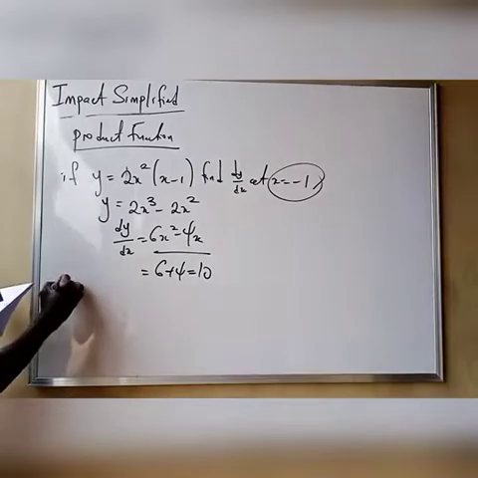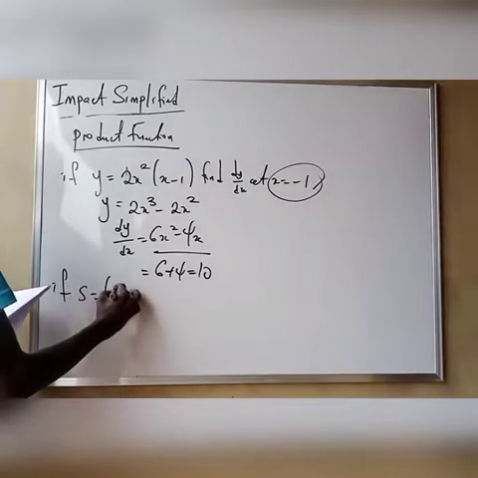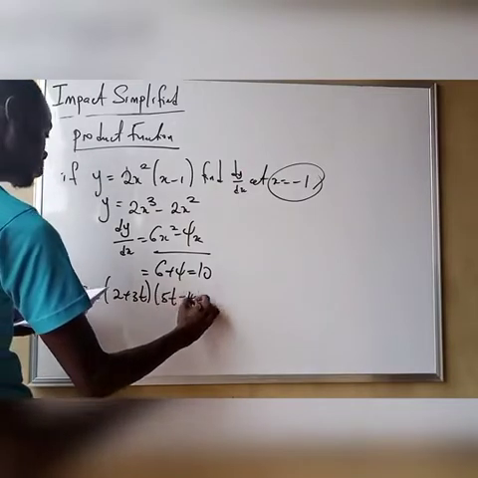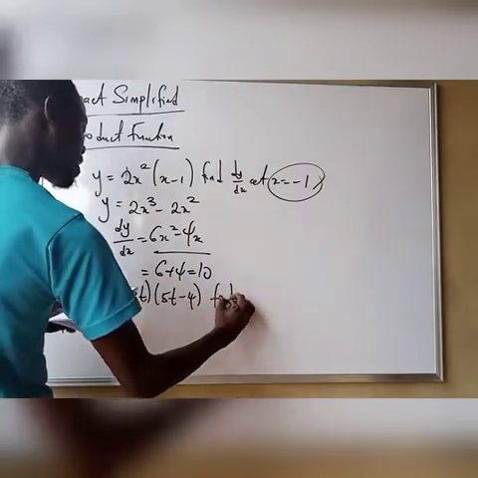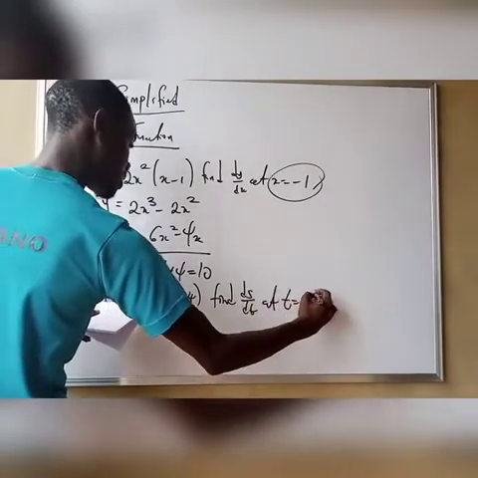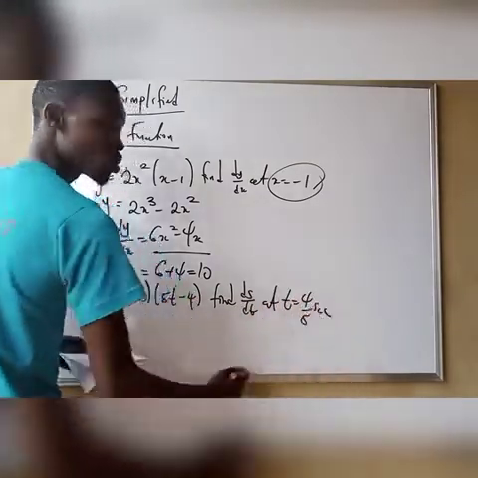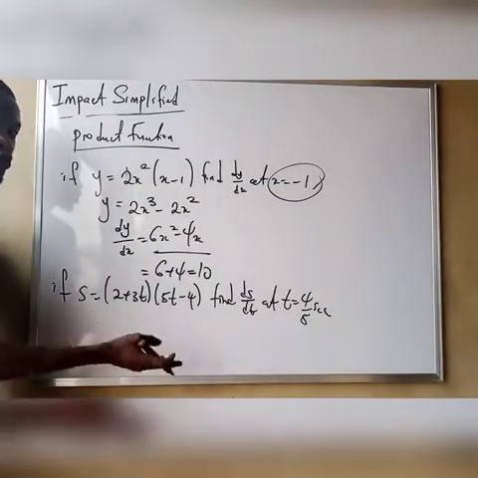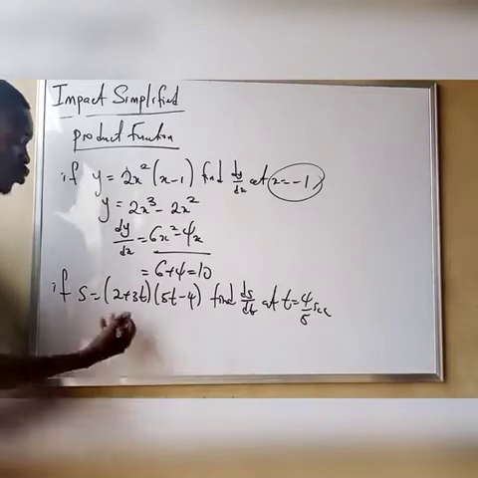Without wasting time, let's look at this. They said if x is equals to 2 plus 3t into 5t minus 4, find dx/dt at t is equals to 4 over 5 seconds. So if we are having this, they are not giving it to us to waste our time. That means don't make use of the product rule. You are solving JAMB. That means what are we going to do?